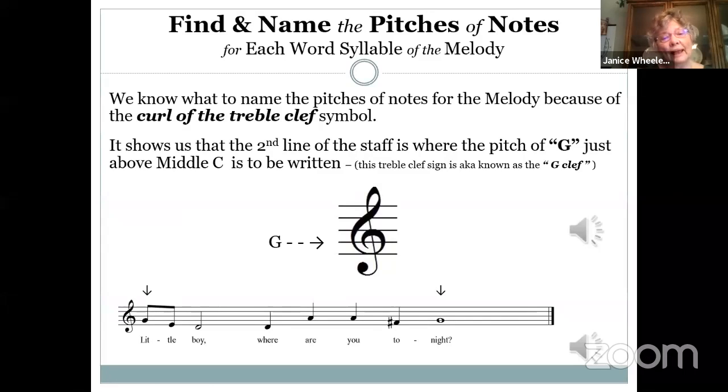If we take a look at our melody for my first tag, we can see that there are 2 G's in that melody. So the first note and the last note. So you can listen to that and see, those are G's because they're on the second line of the treble clef.